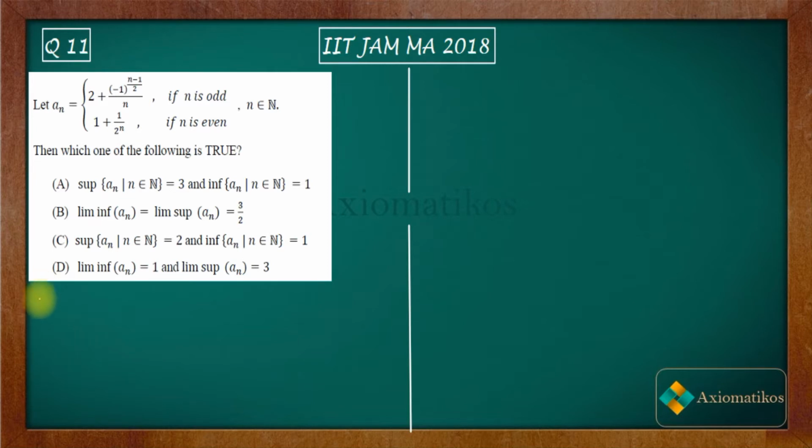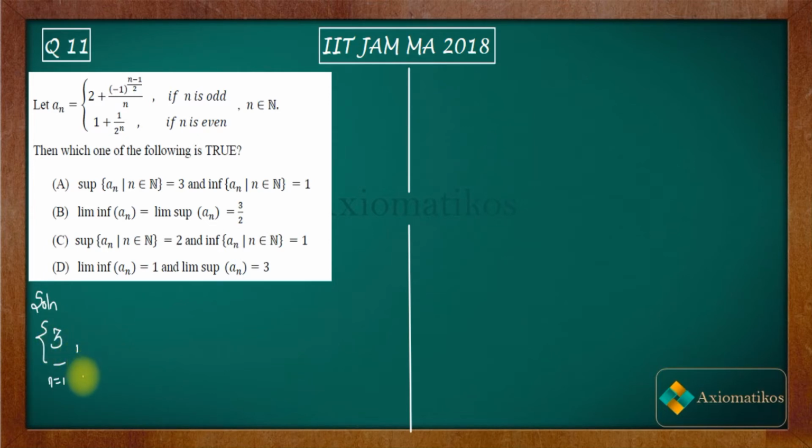So firstly I will define the sequence properly. See, when n is 1, then it's an odd number. So this will follow, and you will get 2 plus (minus 1) to the power 1 minus 1, so you will get 0, and here you have 1. So 2 plus 1, that's 3. So that's your first term, 3.